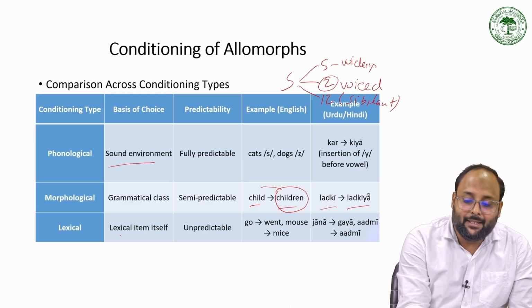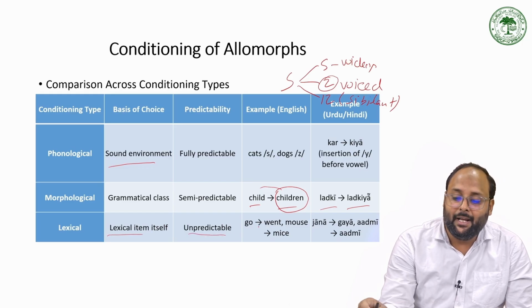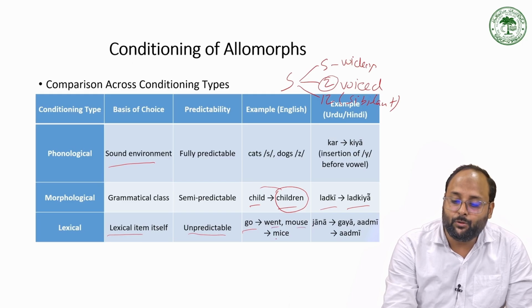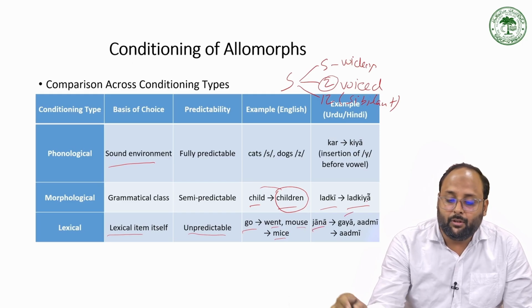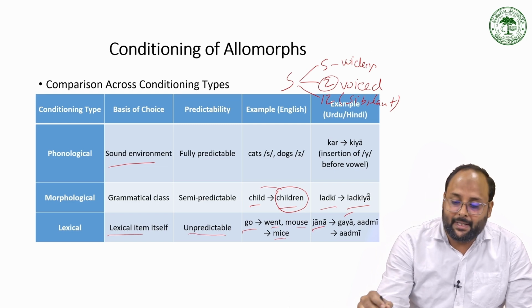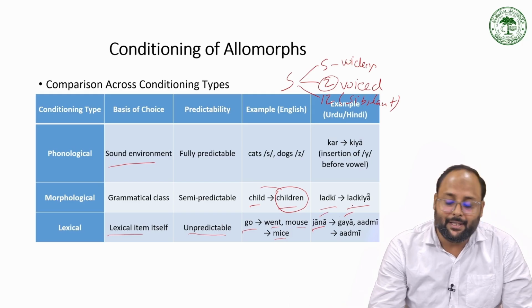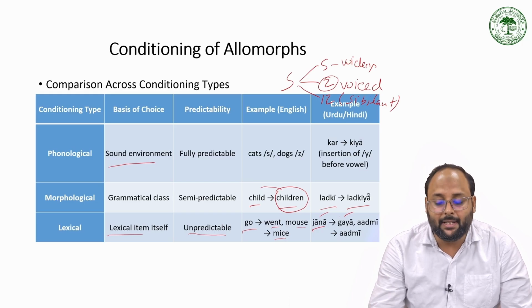But lexical conditioning does not depend on any morphology or phonology. It is unpredictable. We use go to went, mouse to mice, or jana to gaya, or admi to admi. These are examples of lexical conditioning. That cannot be understood by any morphology or phonology. But there is some mix in the Urdu examples, like jana and gaya. They can also be understood morphologically, even though they are lexically conditioned.